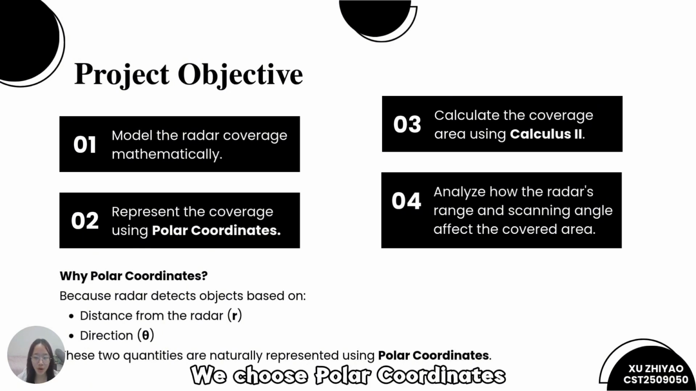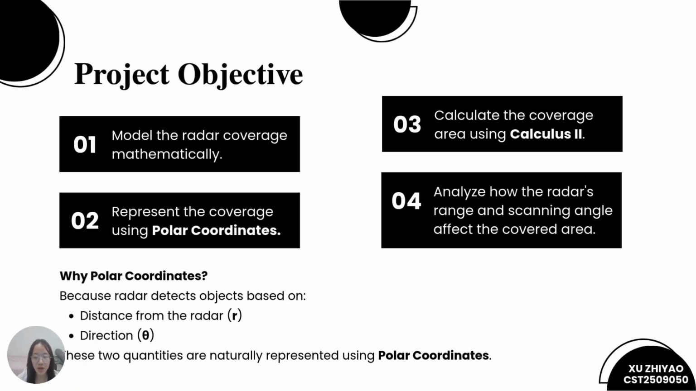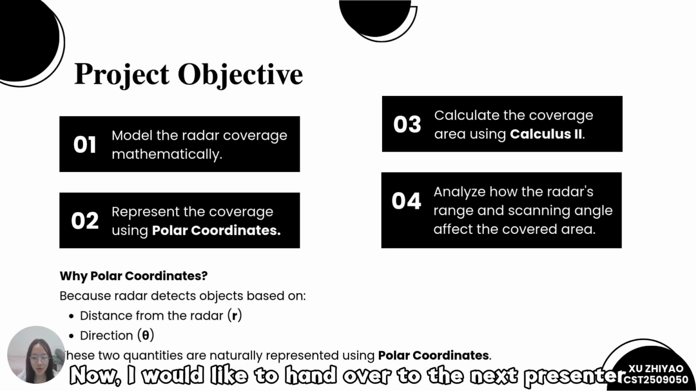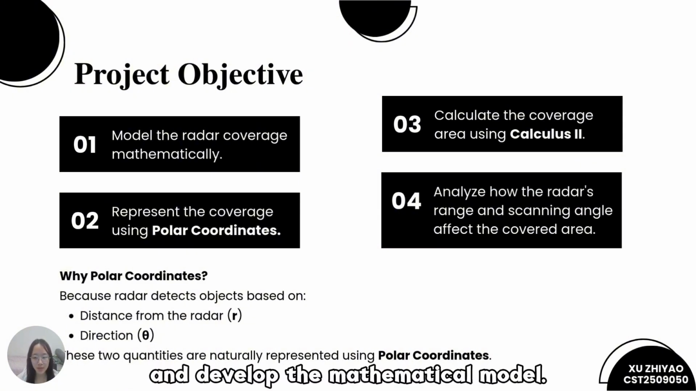We choose polar coordinates because radar locates objects using distance r and direction theta, making them the most suitable mathematical model for this problem. Now, I would like to hand over to the next presenter, who will explain the calculus 2 concepts and develop the mathematical model.